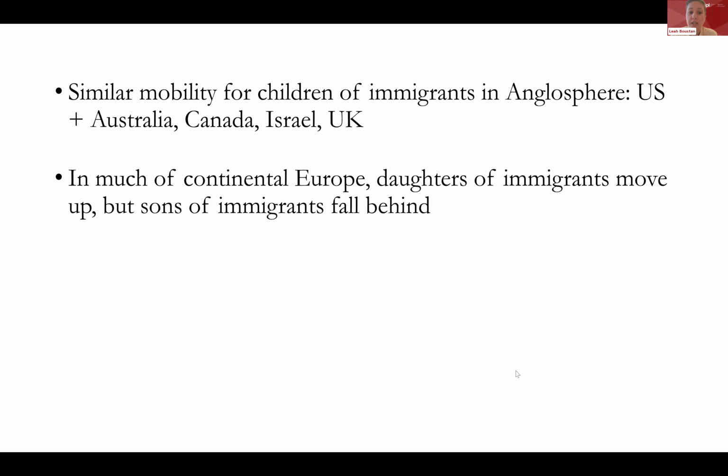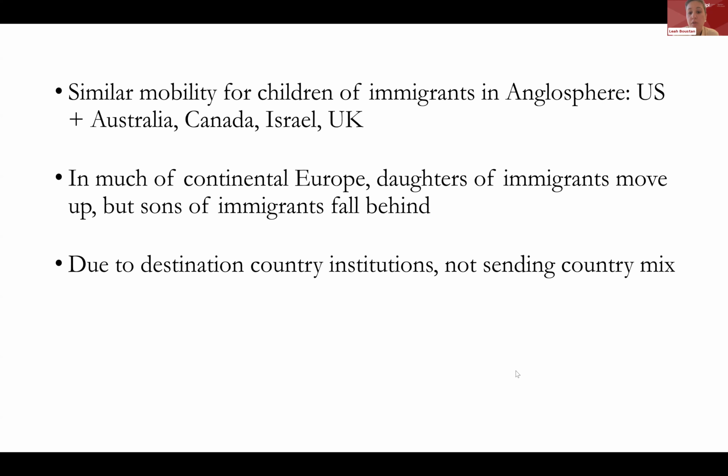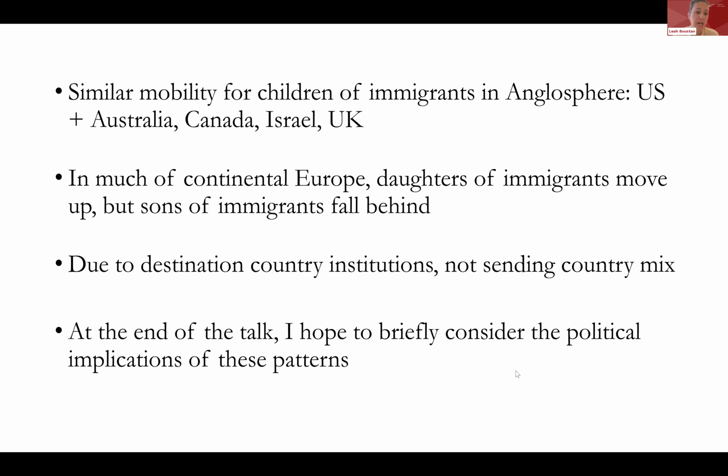In contrast, in much of continental Europe, we find a distinctive pattern where the daughters of immigrants are moving up as readily as in the Anglosphere, but the sons of immigrants are falling behind. So I want to argue today that this pattern is due to destination country institutions, the types of educational and labor market institutions that the children of immigrants are seeking to find their way within, rather than the set of sending country composition, sending country mix that differs between the Anglosphere and the continent. And then if I have time in my last 10 minutes or so, I want to discuss some new work on the political implications of these patterns.